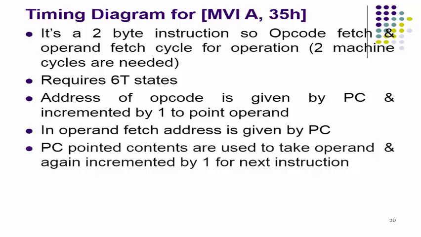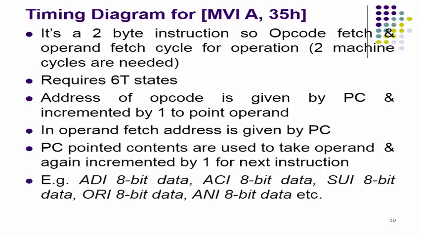So the PC, or program counter, pointed contents are used to take the operand and are again incremented by 1 for the next instruction. So the role of the program counter you know very well. During the execution of the program, the address available in the program counter gets incremented by 1 sequentially.